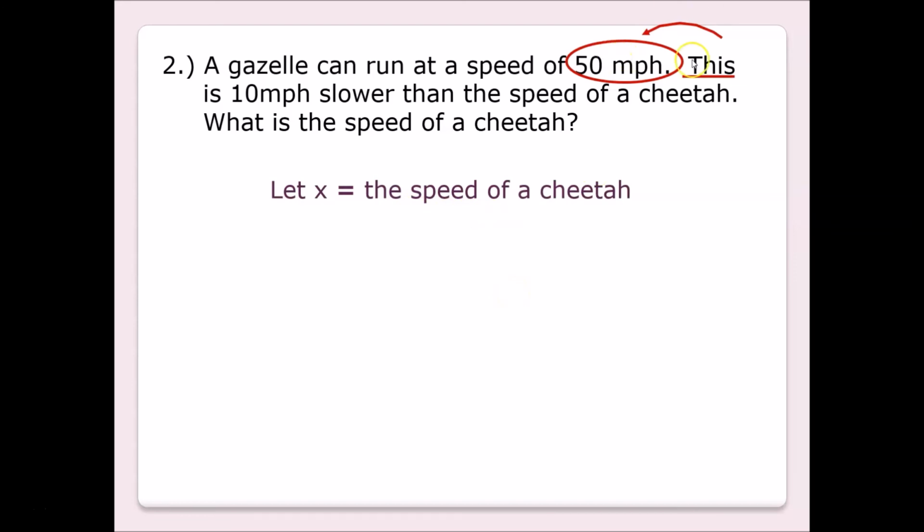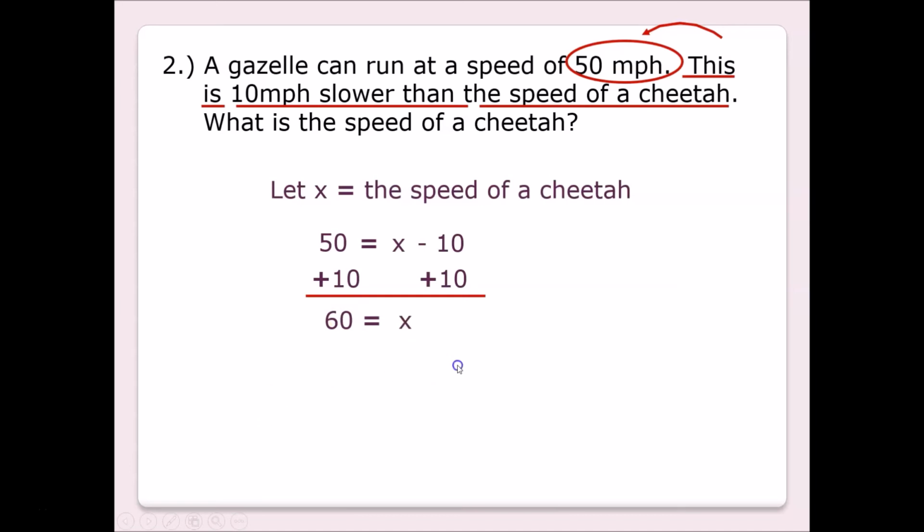And then we write the equation. The 50 miles per hour is the cheetah speed minus 10. So that will be 50 is equal to x minus 10. Okay, and to find the value of x, we subtract 10 on both sides. So x is equal to 60. And that is the speed of the cheetah.